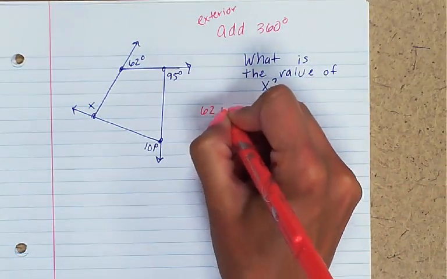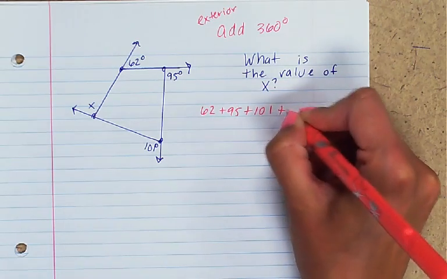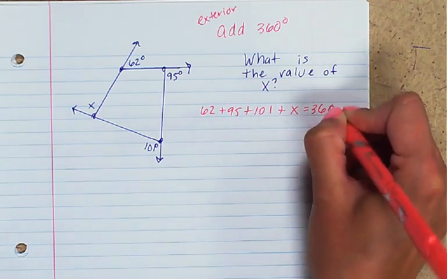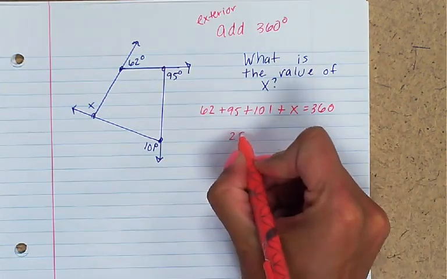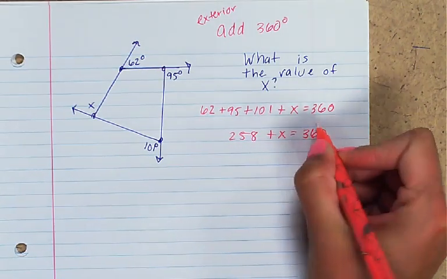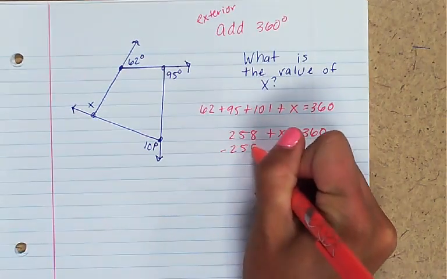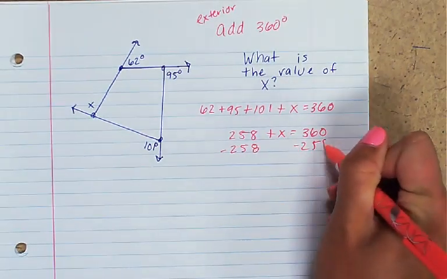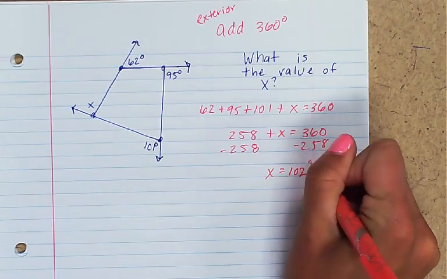So you could go 62 plus 95 plus 101 plus x equals 360. So if we add those 3 up, 62 plus 95 plus 101, we get 258. And then if we go ahead and subtract 258 from both sides, we get that x is 102 degrees.